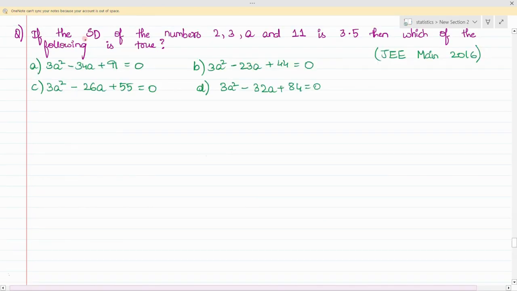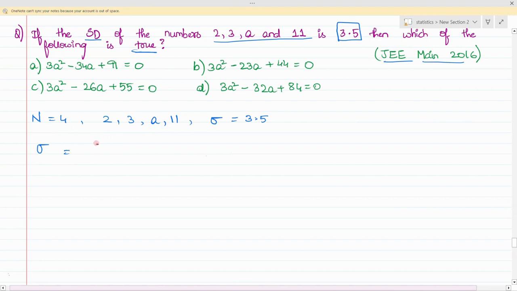In this question, the standard deviation of the numbers is given to you, that is 3.5, and we need to see which of the following options is true. And this question came in JEE Main 2016. So the total number of observations is 4, and what are those? 2, 3, A and 11. These are the 4 numbers, and the standard deviation is given to you as 3.5.